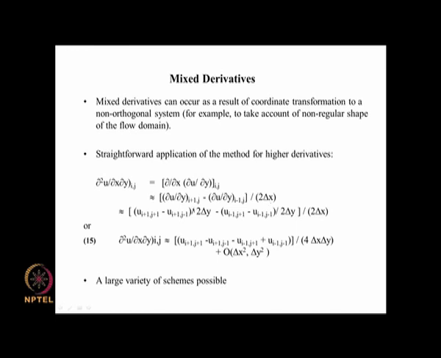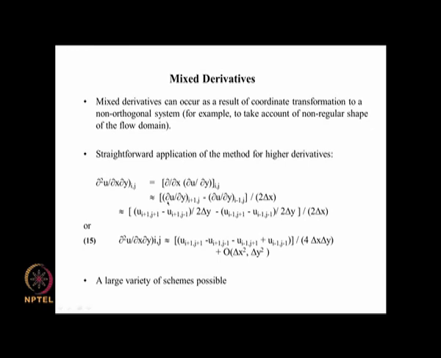Now we can write this dou u by dou y at i plus 1, j. We can again evaluate this using central differences, and this time it is the variation with respect to y that is being evaluated.